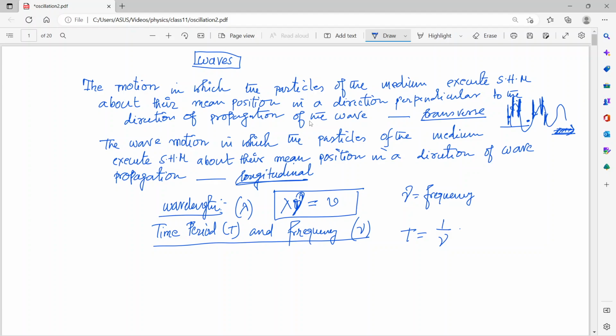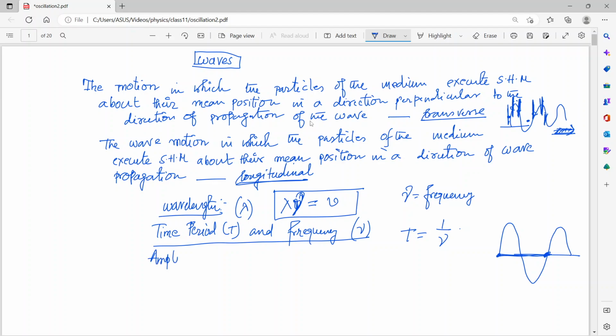And of course, what is wavelength? Wavelength is nothing but the distance between two nearest particles of the medium which are vibrating in the same phase. Time period is the time in which a particle of the medium completes one cycle, from there to there, this is one time period, as well as the difference is lambda, that means the path distance between two nearest particles.